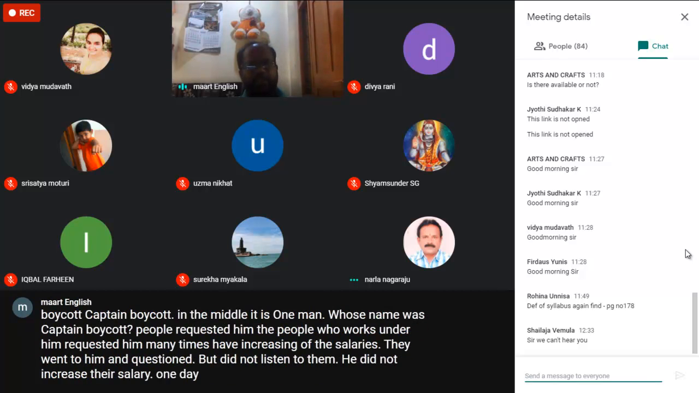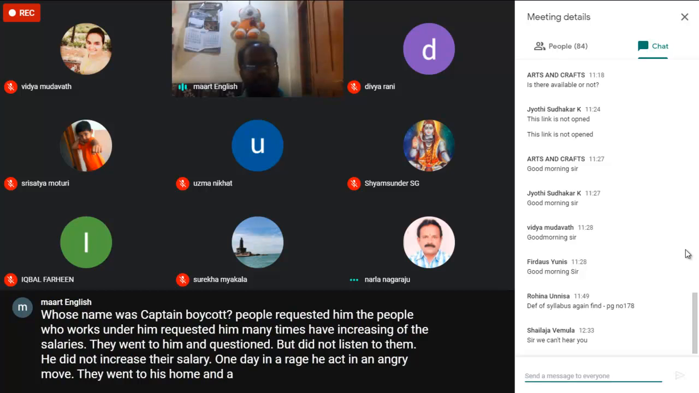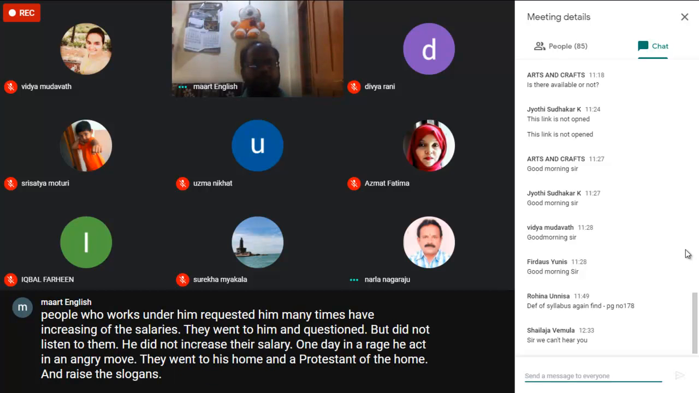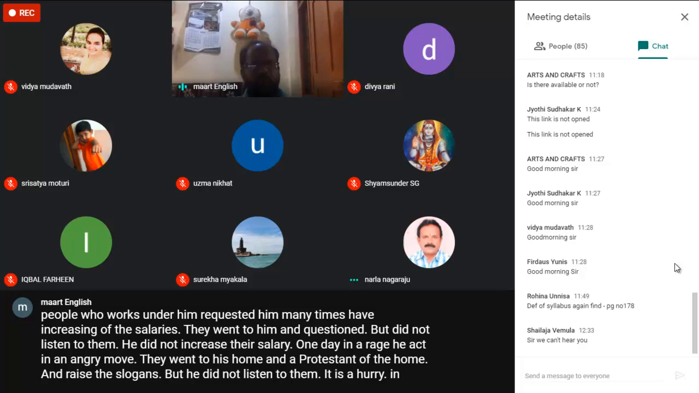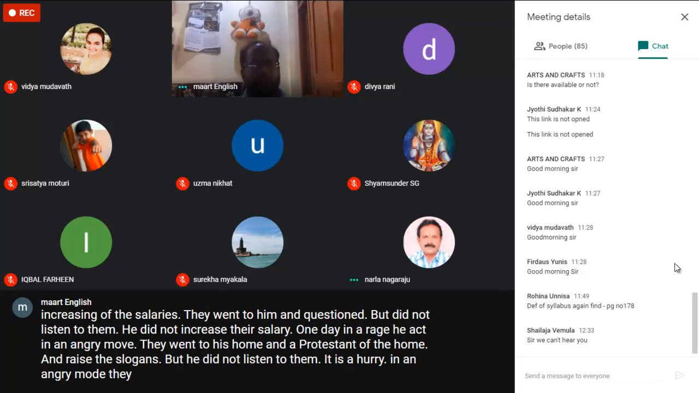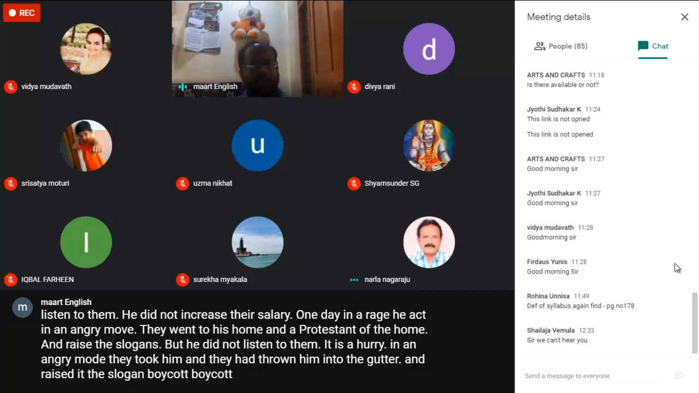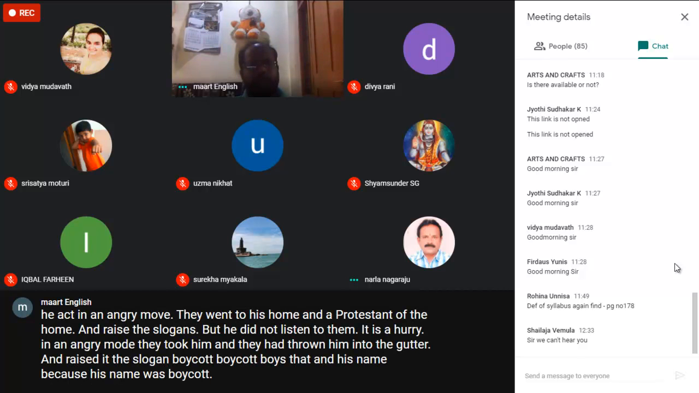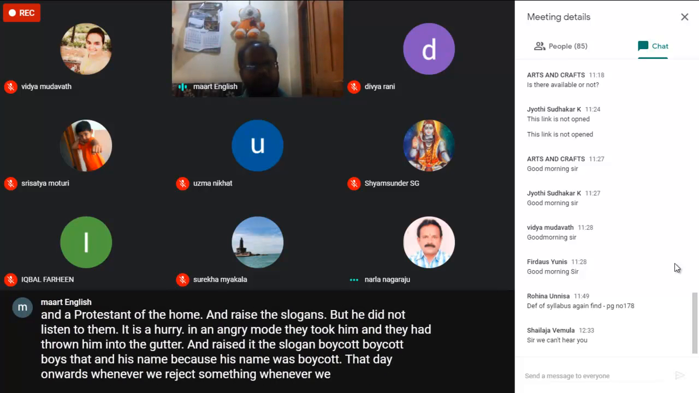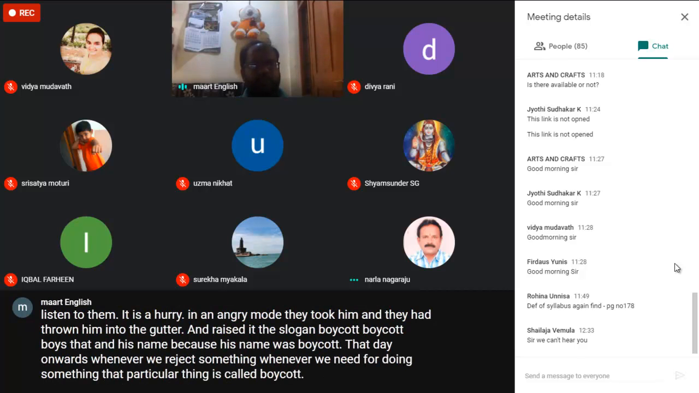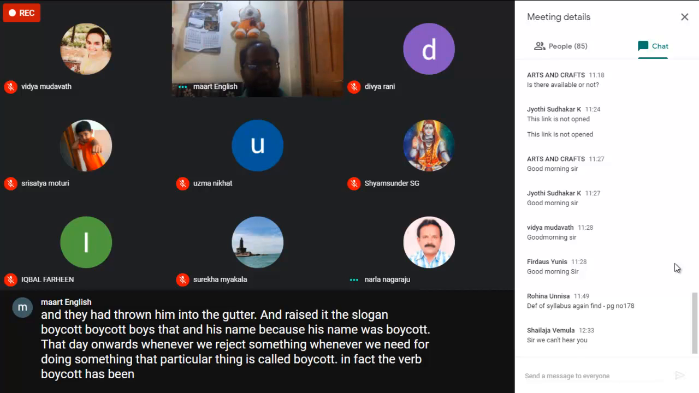One day, in an angry mood, they went to his home, protested in front of it and raised slogans, but he did not listen to them. In a hurry, in an angry mood, they took him and threw him into the gutter and raised the slogan, boycott, boycott, boycott, on his name, because his name was Boycott. From that day onwards, whenever we reject something, whenever we refuse to do something, it is called boycott. In fact, the word boycott has been derived from the name of a person.